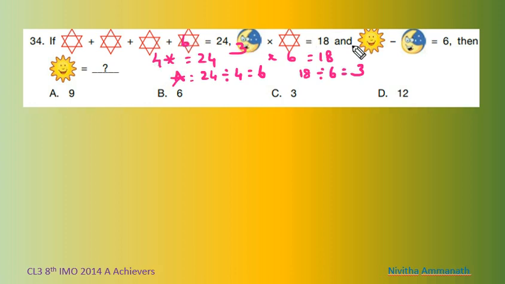Then here, this minus this equals 6. This one we got 3. So this one equals 6 plus 3, that is 9. So A is the correct option. This equals 9. Next question.